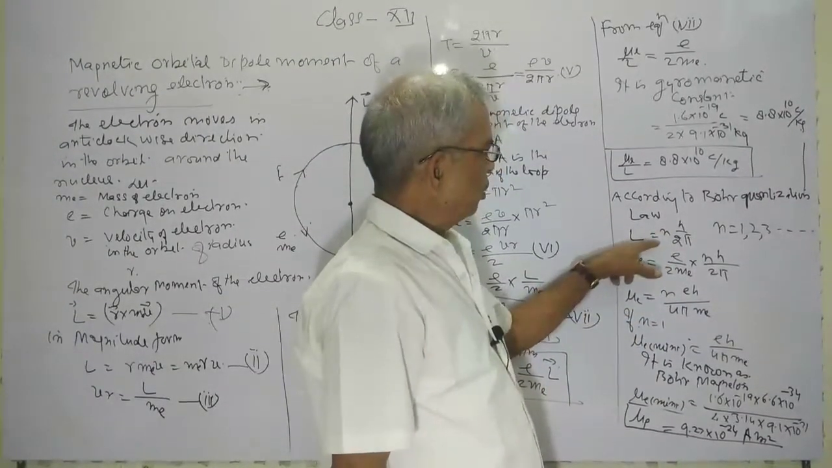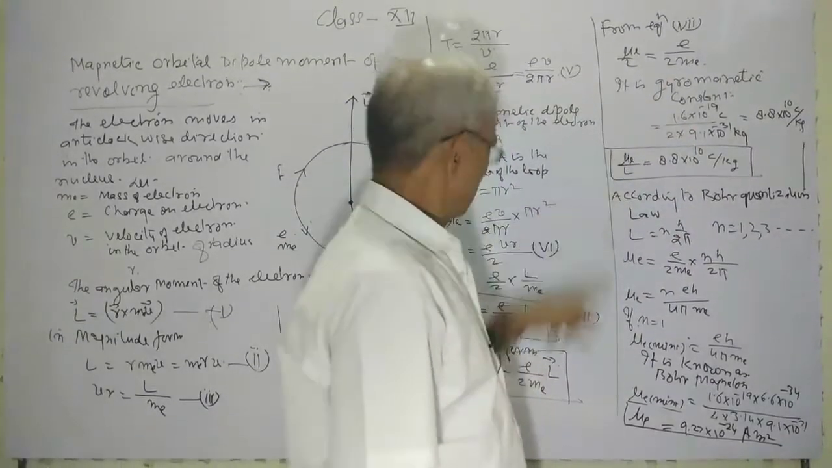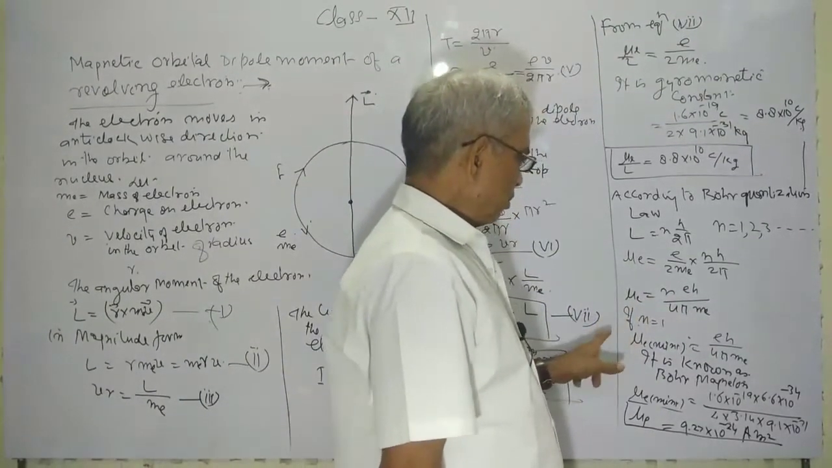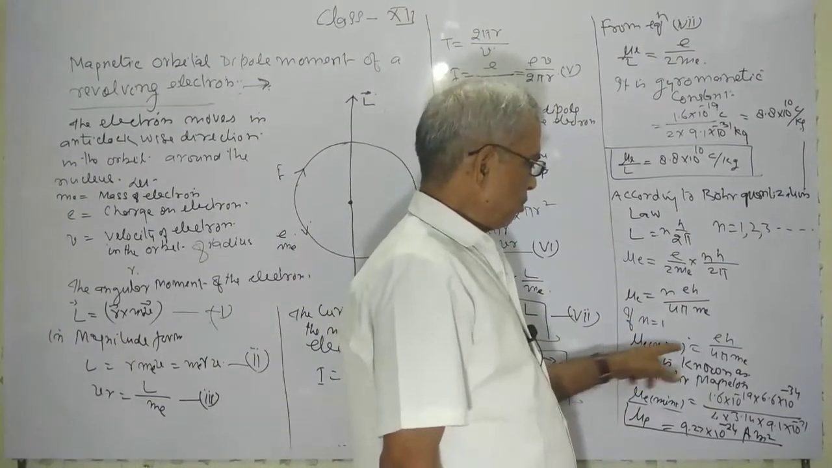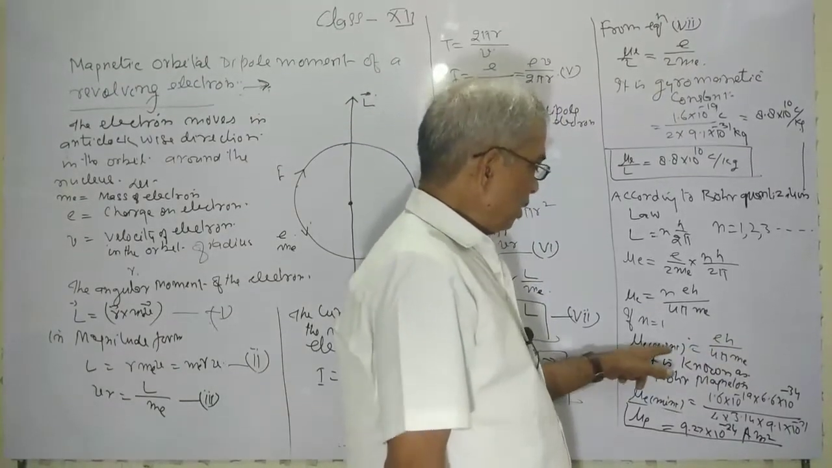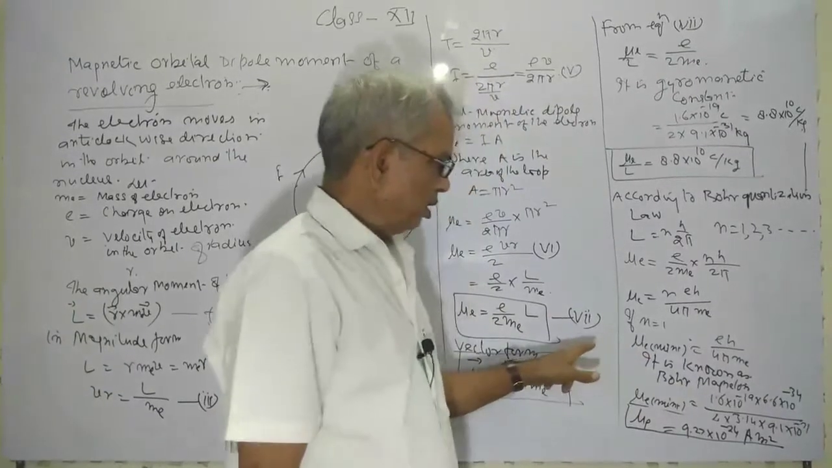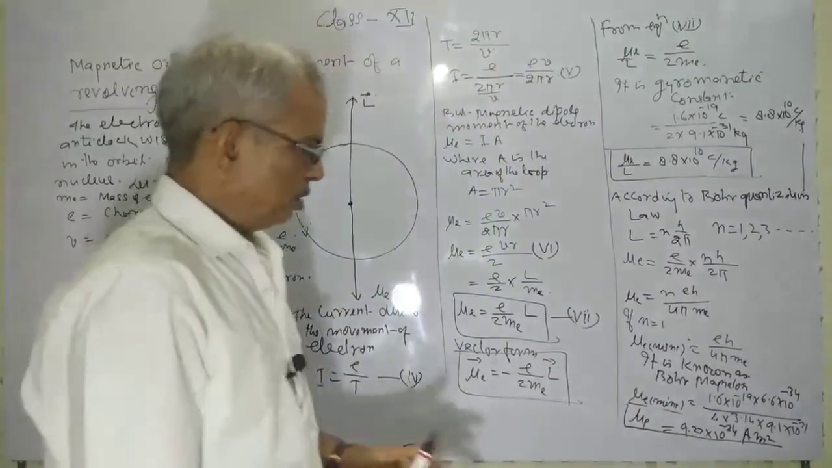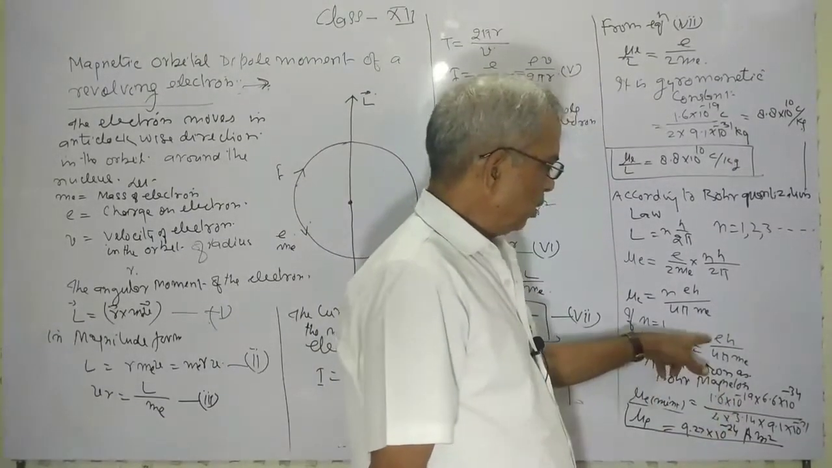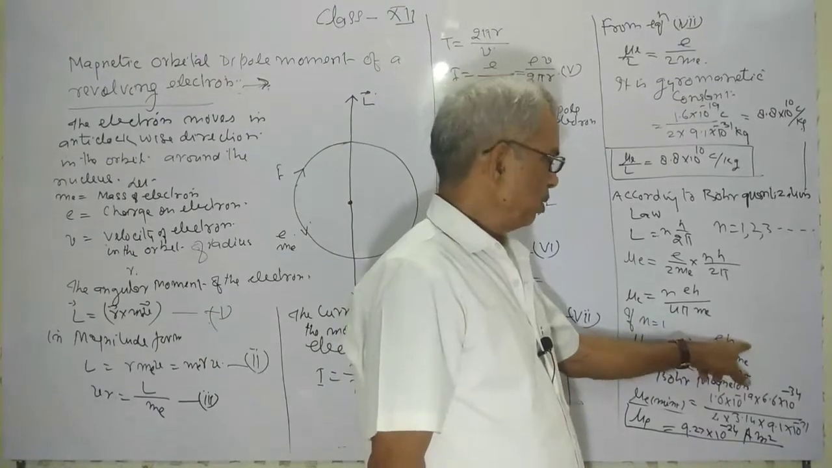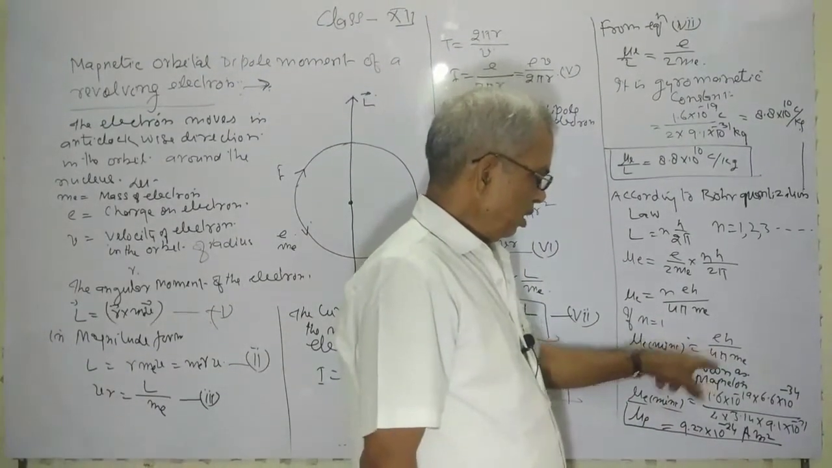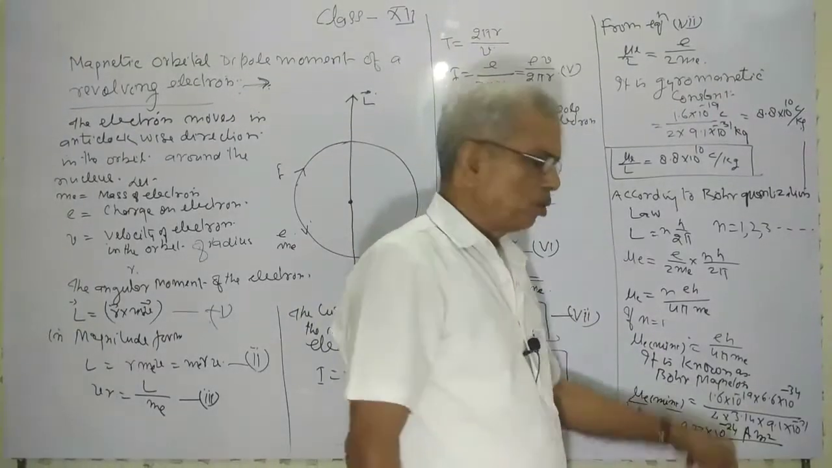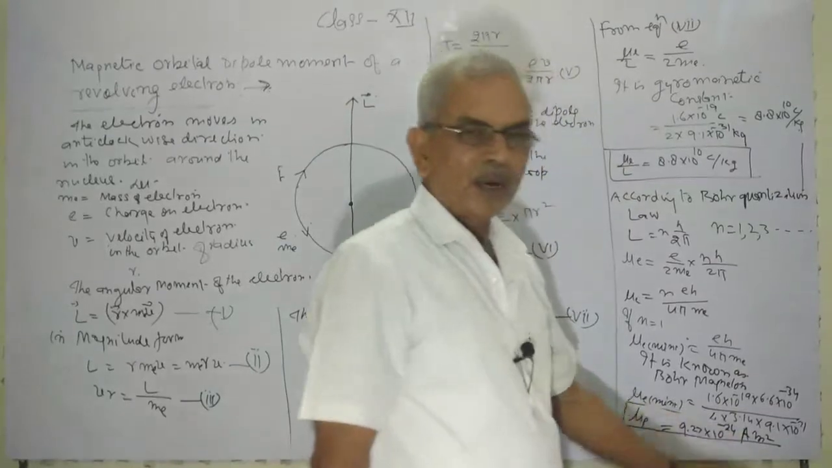Putting this value, L equal to n h upon 2 pi, in place of L, this equation becomes n e h upon 4 pi m_e. For the magneton, n equal to 1, then this equation remains e h upon 4 pi m_e. This is the minimum value of the dipole moment of the electron. It is also known as the Bohr magneton, and it is the unit of the dipole moment of the orbital electron. Now put the value of charge of electron, the value of Planck's constant h, 4 pi, pi equal to 3.14, and mass of the electron. Then it comes 9.27 into 10 to the power minus 24 ampere meter square.